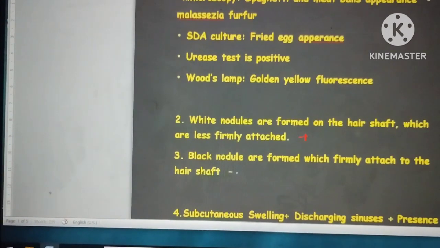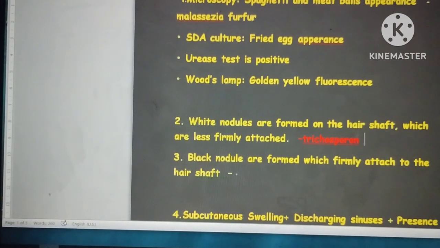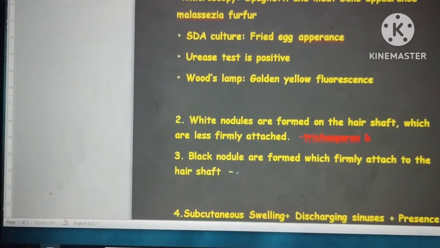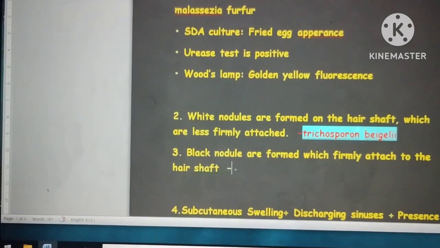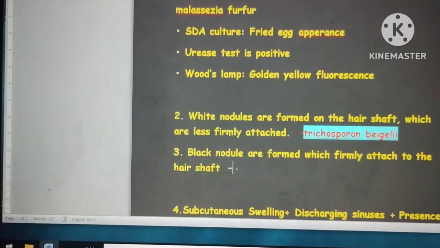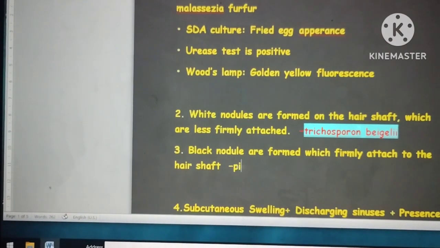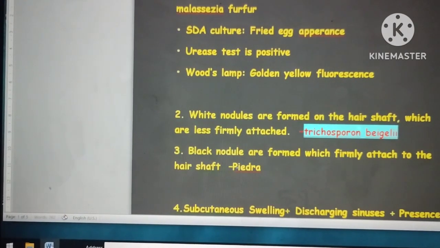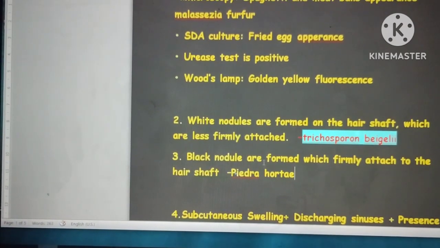There are n number of species in Trichosporon, but the most common one causing disease is Trichosporon beigelii. It isn't firmly attached to the hair shaft. Then another diagnosis is Piedra hortae. But both diseases occur on the hair shaft.